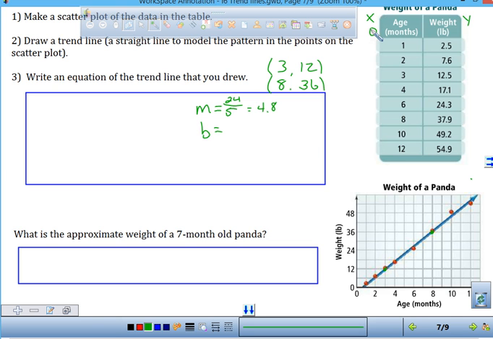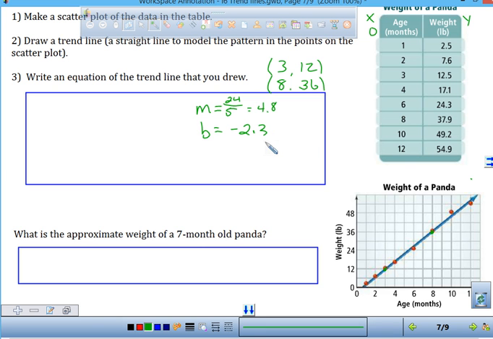What was our slope? 4.8. Yeah. We're going to go back 4.8. So we subtract 4.8 from 2.5, and we get about what then? Negative 2.3.